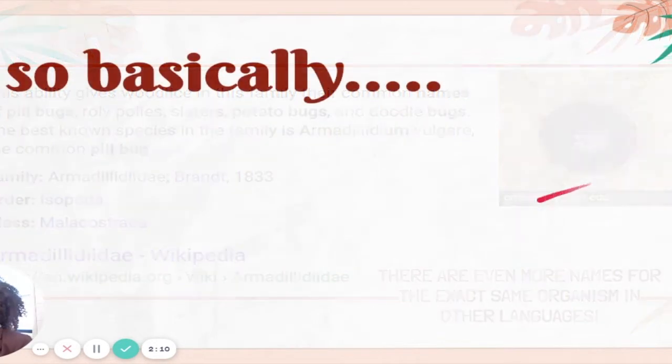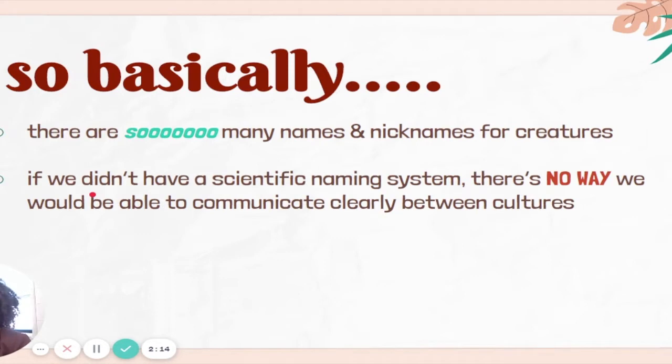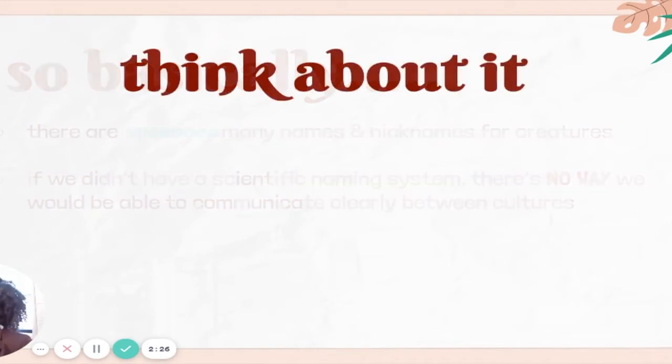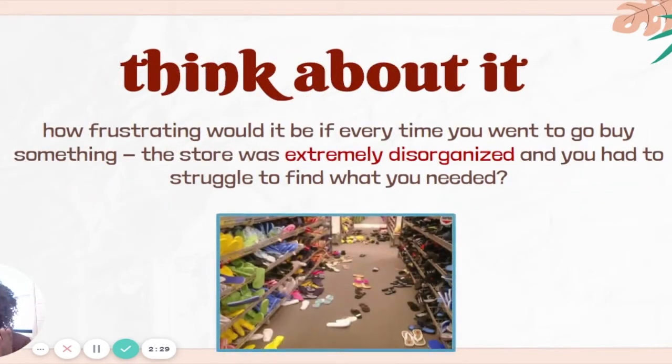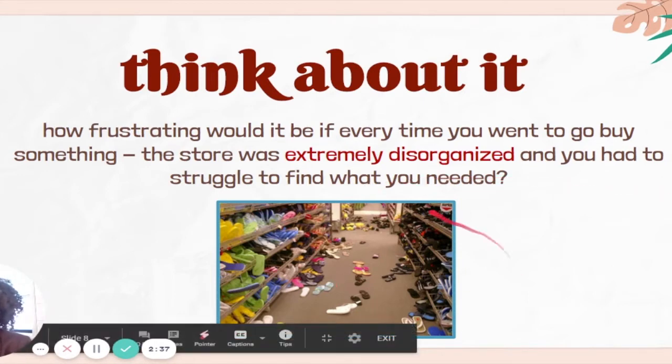Basically, there are so many names and nicknames for creatures that if we didn't have some sort of standard scientific naming system, there's no way we'd be able to communicate clearly between cultures or even between people sitting in a classroom. So think about it. How frustrating would it be if every time you went to go buy something, the store was extremely disorganized and you had to struggle to find what you needed? Imagine trying to find what you need in a store that is so disorganized.